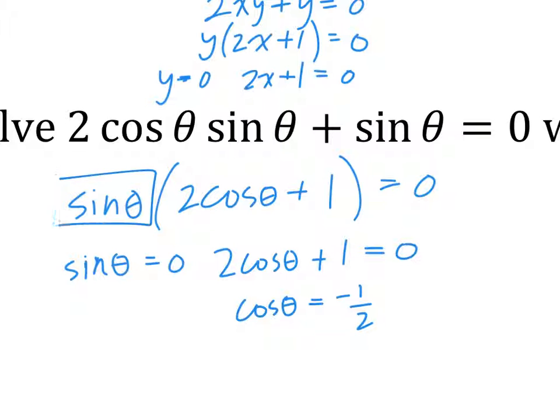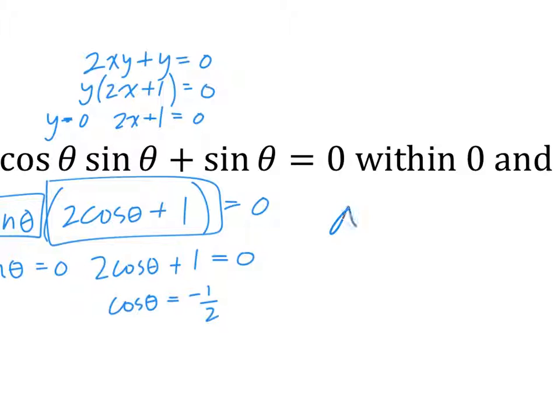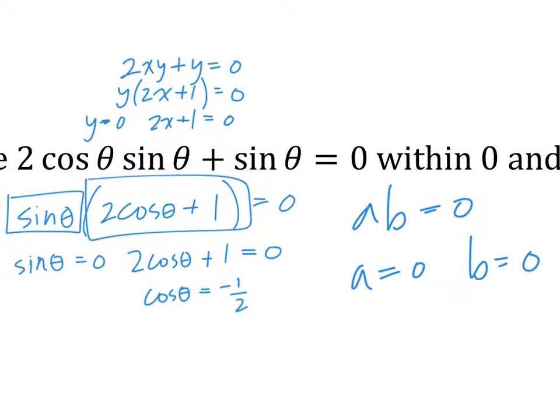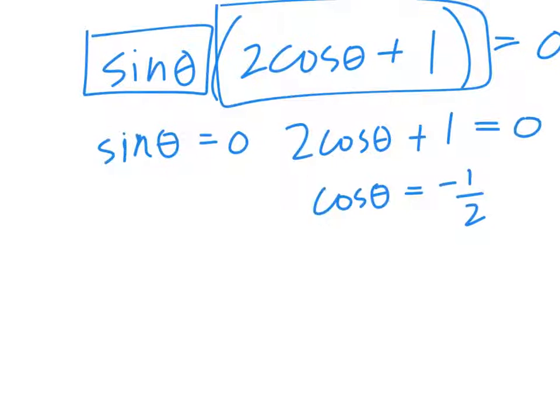So remember that each factor has to equal 0. This is the case where a times b is equal to 0, then a must equal 0 or b is equal to 0. So each factor has to equal 0. Now you have two equations you have to solve. Sine of what is equal to 0, cosine of what is equal to -1/2. Please use your unit circle, don't use a calculator. Your angles are within 0 to 2 pi, and this is in radians. Let me know when you're done.